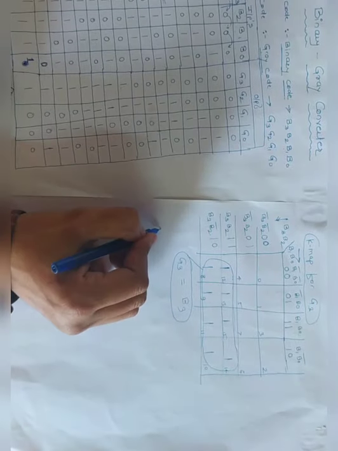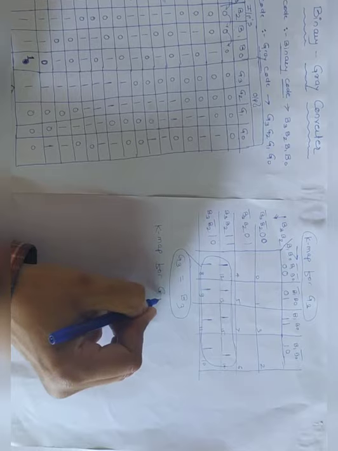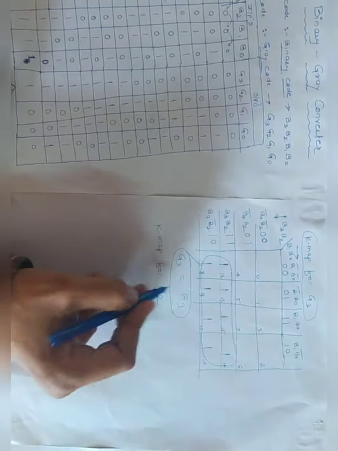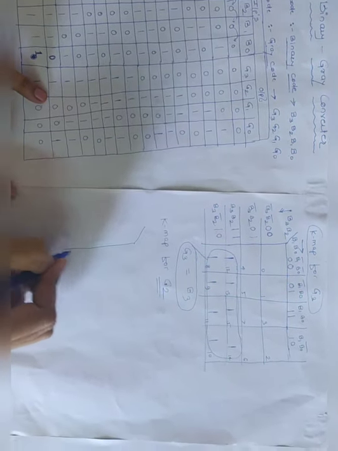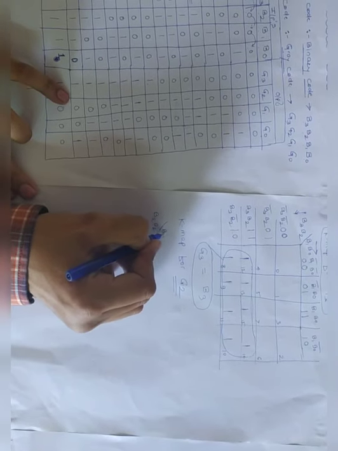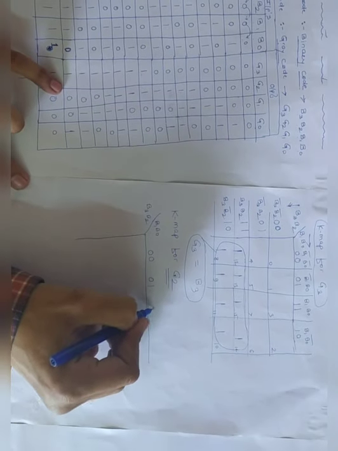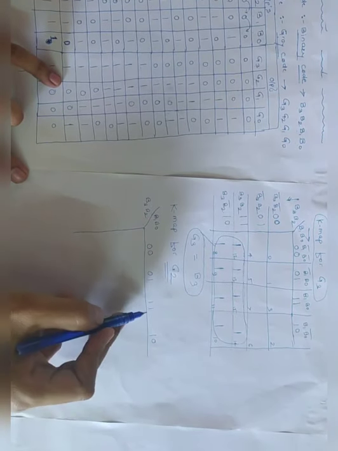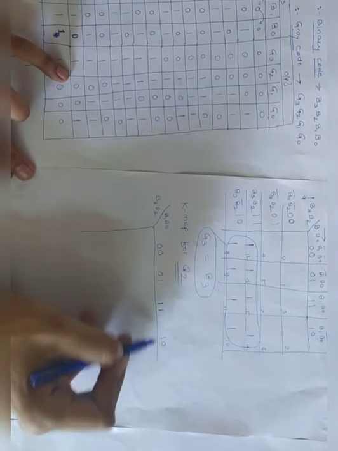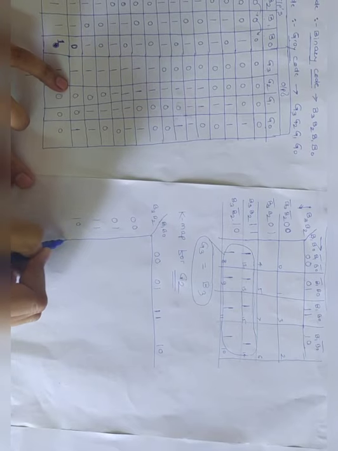Now in the same way you have to find the K-map for G2. I already found it for G3. The inputs are the same, so the K-map is also the same. No need to change anything. So B3, B2, B1, B0, right? It will be 0, 0, 0, 1, 1, 1, 1, 0. Keep in mind that you take 1, 1 before 1, 0.